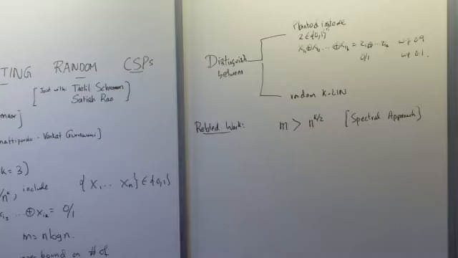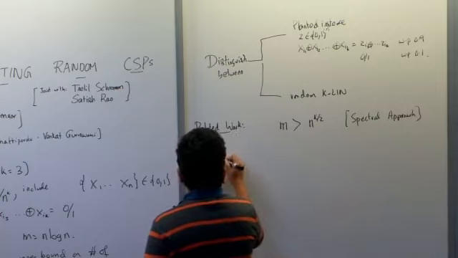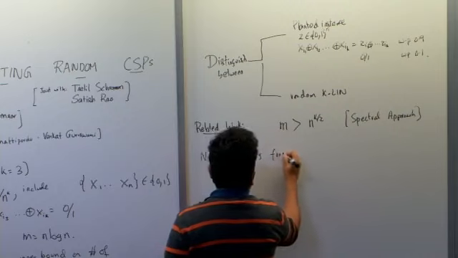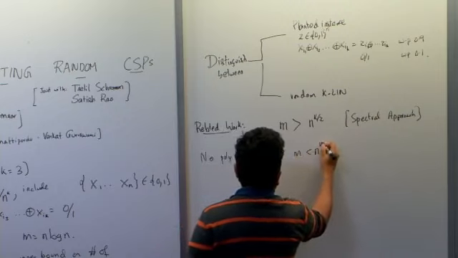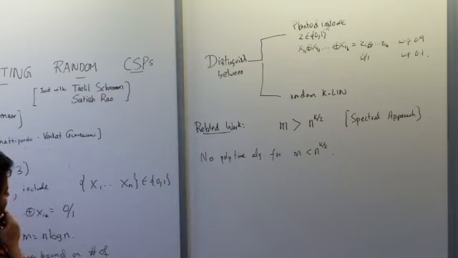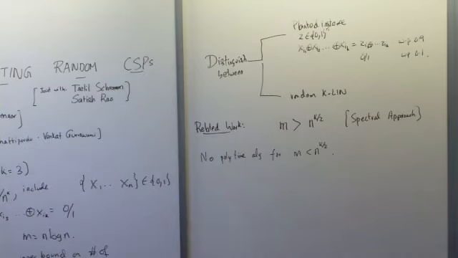And no polytime algorithm is known for m less than n to the k over 2. In fact, it's believed that this problem is hard for m less than n to the k over 2.